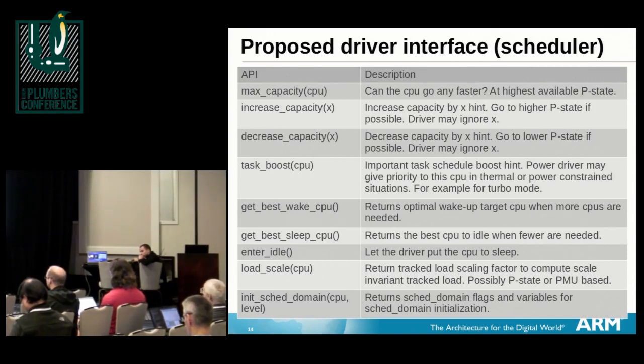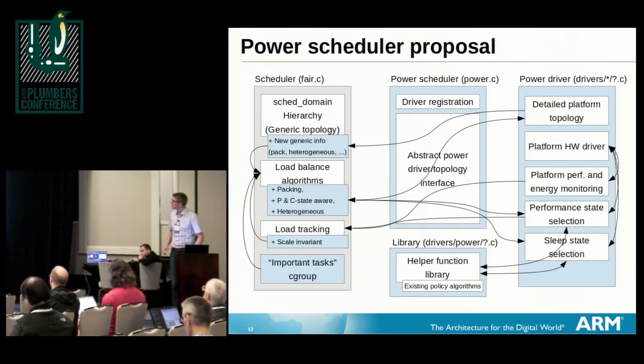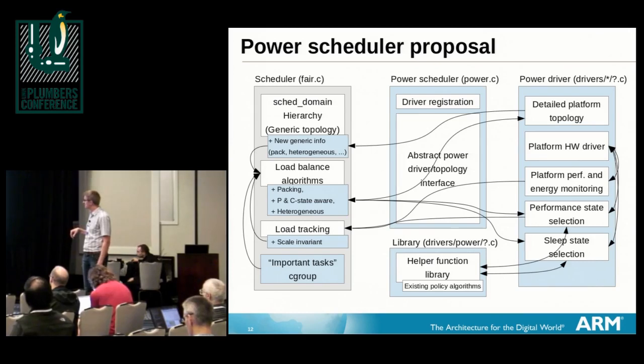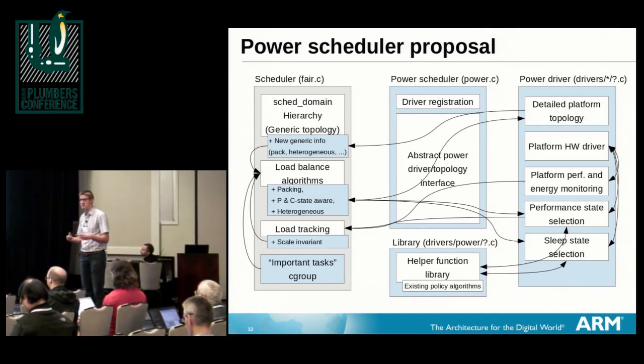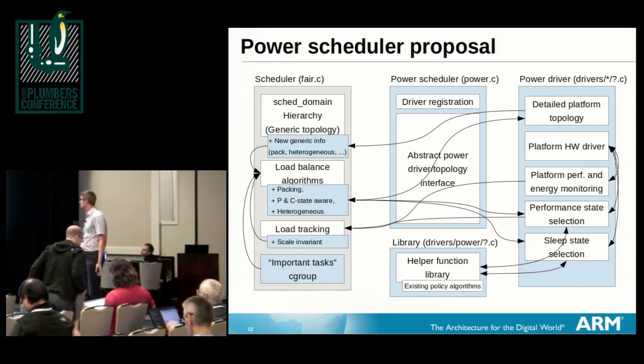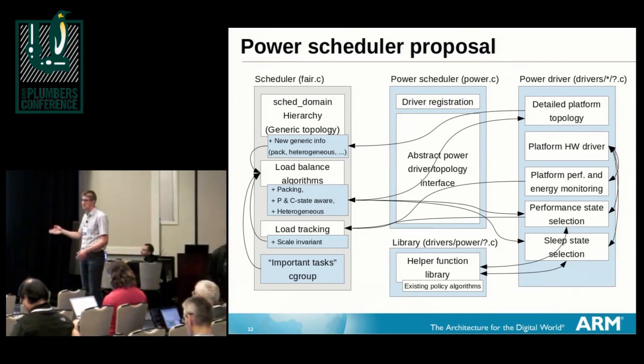Thank you. More questions? This is basically what I have. Of course, there should be some interface between the driver and the library of helper functions. My initial idea was that the library of helper functions would basically be the policy bits of the existing CPU idle and CPU freq governors. So if you have a platform where you don't want to do any new stuff, then you could use a generic power driver that would just use the existing policies and that would ensure support for existing systems.